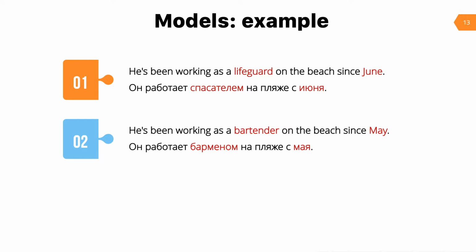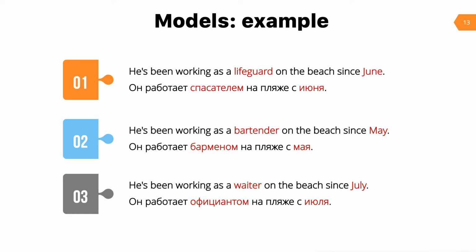Then we take the second speech pattern, the second component of the model. He's been working as a bartender on the beach since May. The words highlighted in red can change, but the design remains the same. And let's take the third element. He's been working as a waiter on the beach since July. This is the basic principle of building our models.